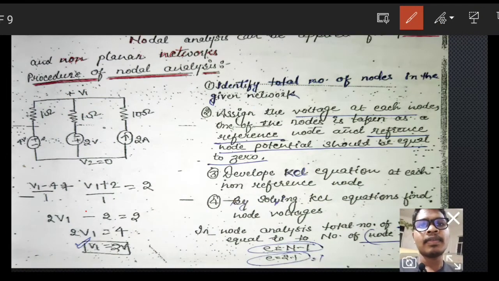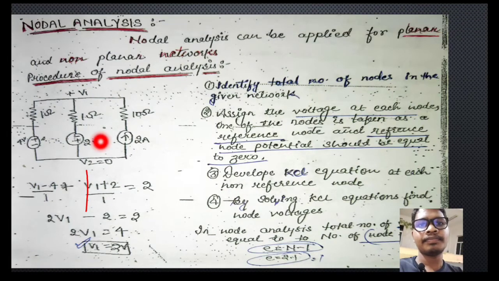Here this is our non-reference node. So here put the KCL equation. That means V1 minus 4 divided by 1, that is the current flowing across this. V1 minus 4 divided by 1, like that. V1 minus 2 divided by 1 is the current flowing across this, because we are applying Ohm's law.